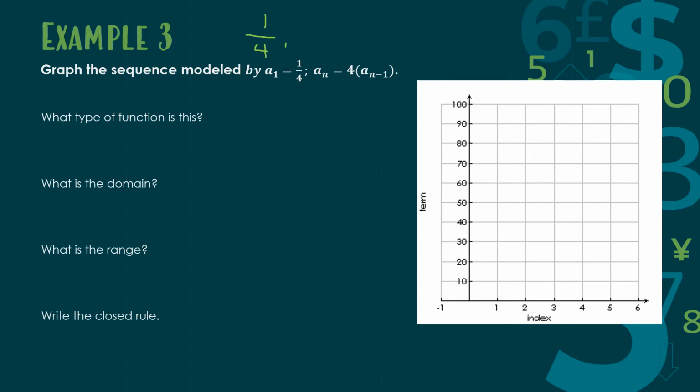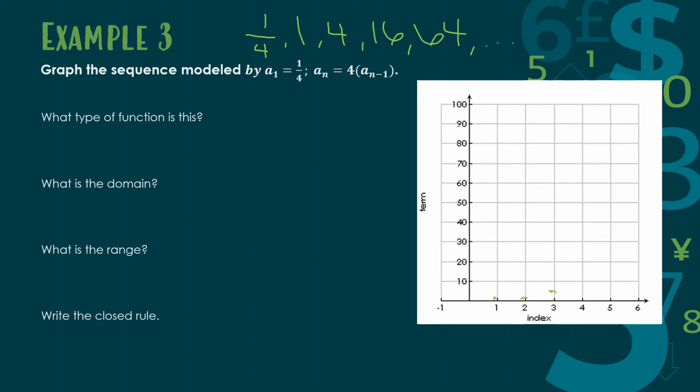So to get the second term, we're going to do 1/4 times 4, which is 1. Multiply by 4 and keep multiplying by 4. And so on. So to graph this, remember that we do the index versus the term. So the index of 1/4 is 1, so that's (1, 1/4). That's going to be pretty much looking like it's going to be (1, 0) because it's so small. The second term is 1, so that's (2, 1). Again, pretty low. The third term is 4, so we're going to graph (3, 4).